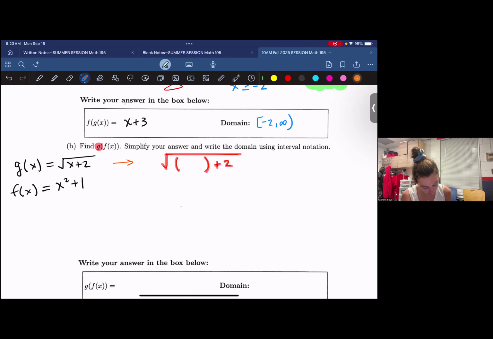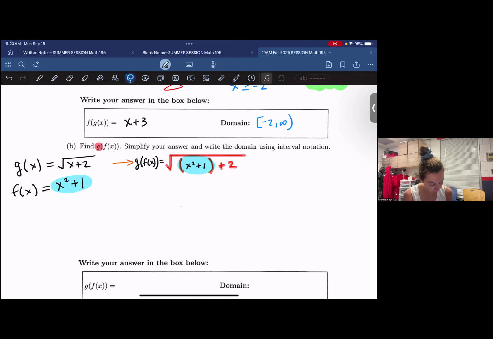And your f of x, let's use blue, is your x squared plus 1. And so that's it. This is your g of f of x. You just want to now simplify it.